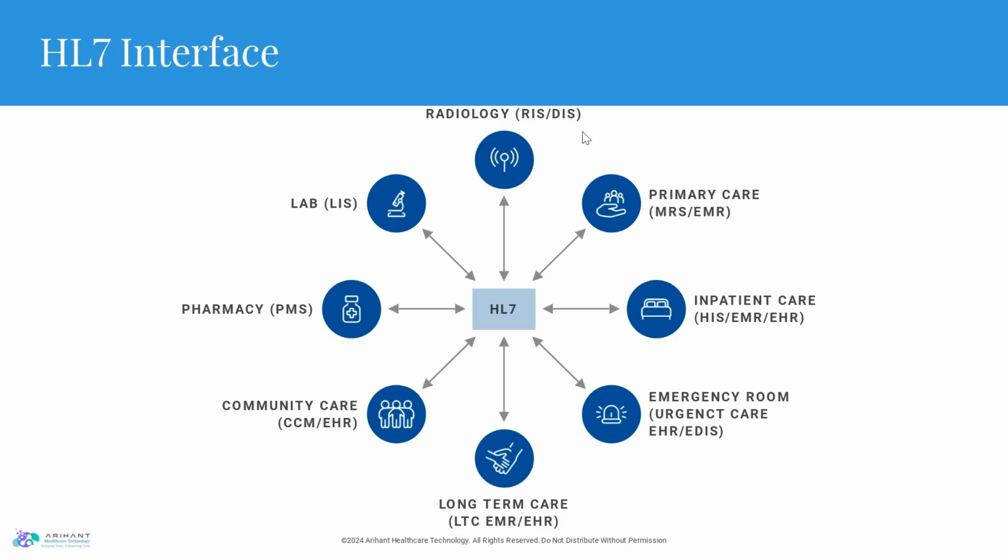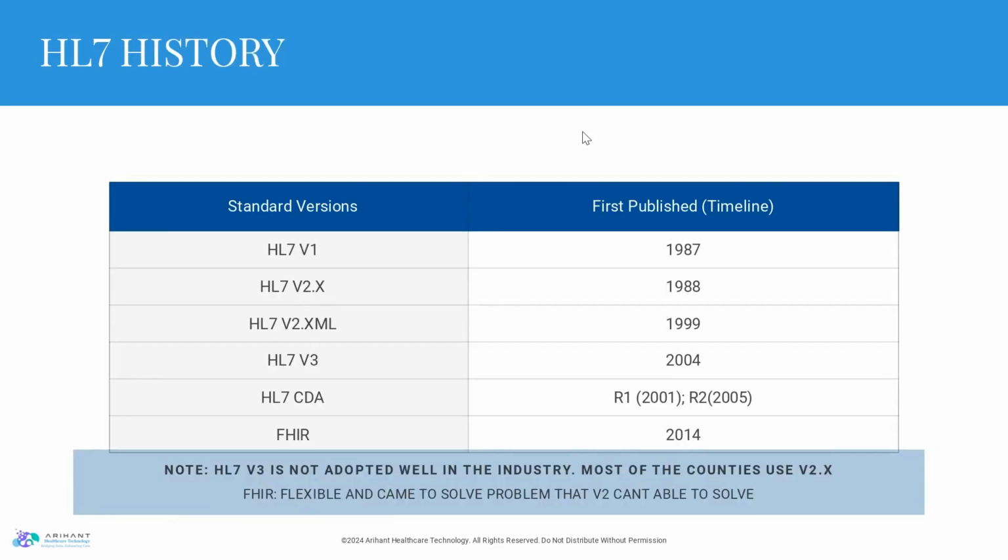So, what is it? HL7 is the standard protocol. HL7 is nothing but an organization which developed different standards. And the most famous one in HL7 is HL7 version 2.x, but there are others. The very first one, HL7 v1, was published in 1987.